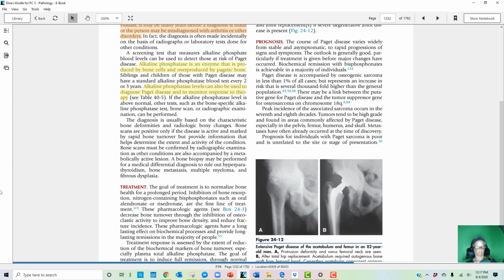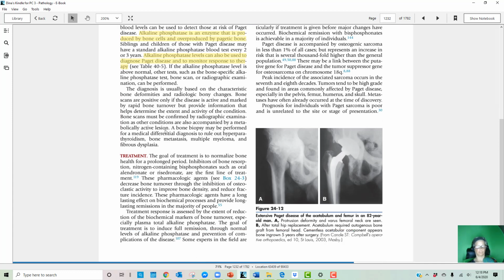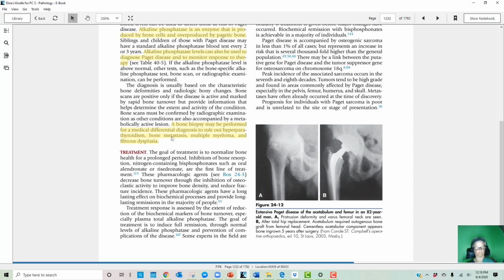Bone scans are positive only if the disease is active and marked by rapid bone turnover, but provide information that helps determine the extent and activity of the condition. Bone scans must be confirmed by radiographic examination, as other conditions are also accompanied by a metabolically active lesion. A bone biopsy may be performed for a medical differential diagnosis to rule out hyperparathyroidism, bone metastasis, multiple myeloma, and fibrous dysplasia. Treatment. The goal of treatment is to normalize bone health for a prolonged period.